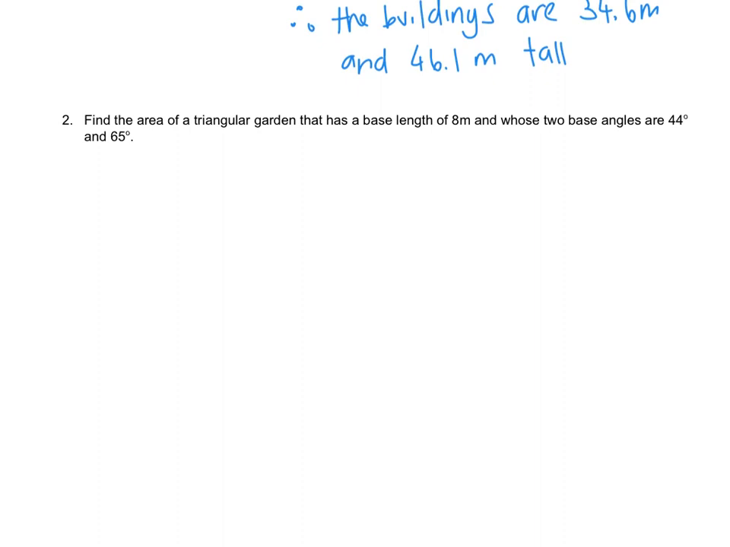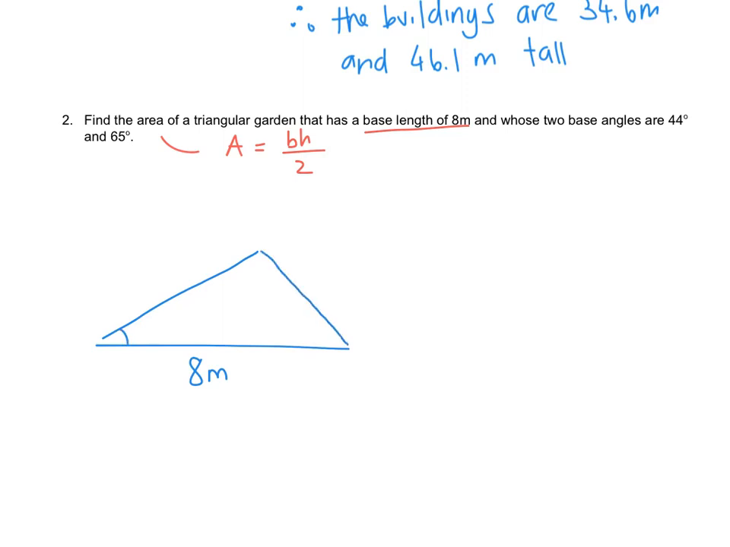Find the area of a triangular garden that has a base length of 8 meters and whose two base angles are 44 degrees and 65 degrees. Okay, so area should make us think of area equals base times height divided by 2. And we're already given the base. So let's start off by drawing a triangle where the base is 8 meters and we're told that our two base angles are 44 and 65 degrees.